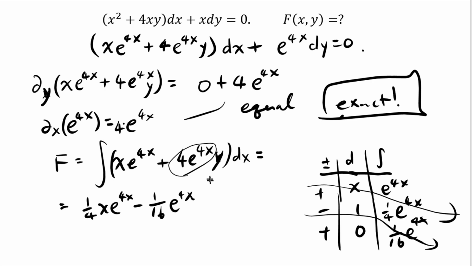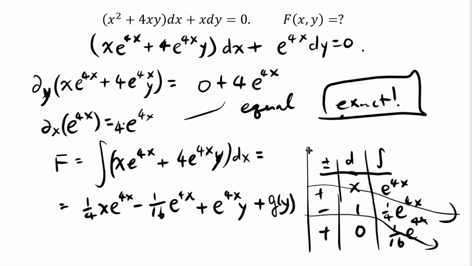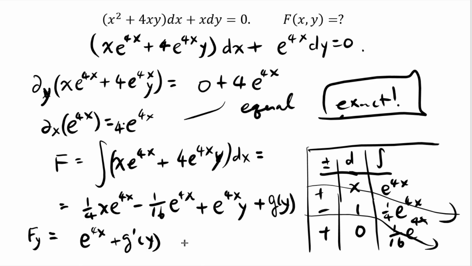This one is a simple u substitution, and it just gives you e to the 4x y and some function of y, which I'll call g of y. And because the derivative of this function with respect to y has to be e to the 4x, let's try to differentiate this by y. You get just e to the 4x plus g prime of y, right? And that has to equal e to the 4x. So g prime of y could be just a constant.